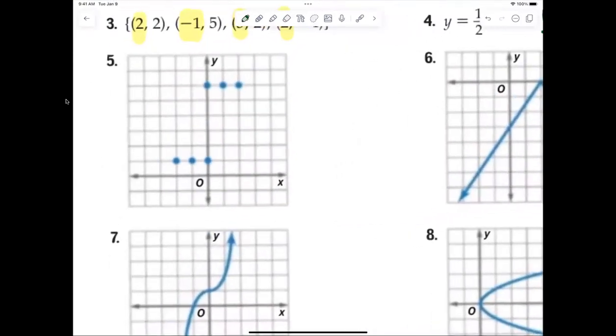The easiest way to determine if this is a function is by drawing what's called a vertical line. So watch. I'm going to draw a vertical line, and then I need everyone's attention, so you can see what I'm talking about when I draw this vertical line.